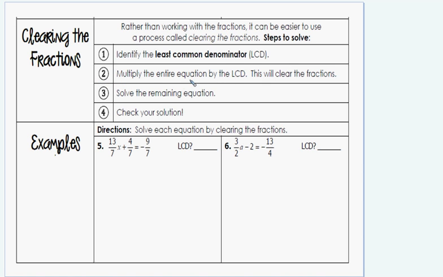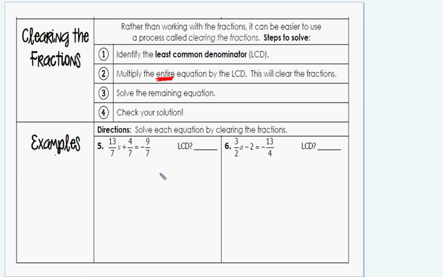We multiply the entire equation. Notice it's the entire thing, not one little part, not this little part, all of it. And this is what's going to clear the fractions for us. Even if it doesn't have a fraction, you're still going to multiply the entire equation by that LCD. Next, we'll use our steps that we've been using to solve previously in order to get the variable all by itself. So let's take a look at the examples that we have below, numbers 5 and 6.